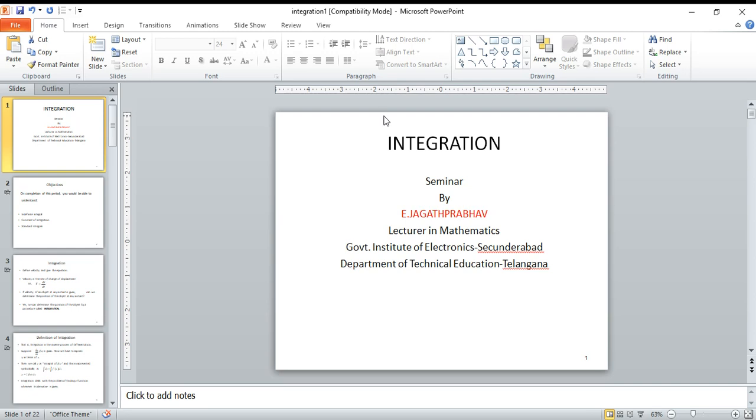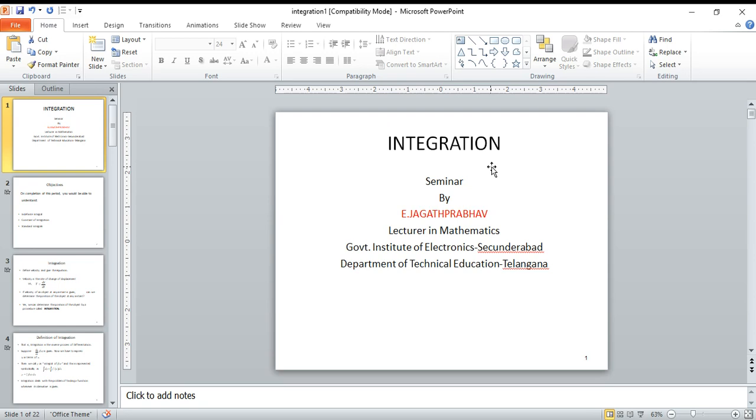Do you remember? Derivative of x is 1. Derivative of x square is 2x. Derivative of x cube is 3x square. Derivative of log x is 1 by x. Derivative of x power n is n into x power n minus 1. Remember? Okay.